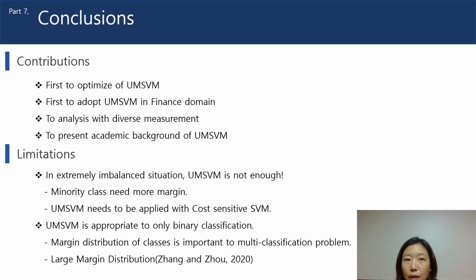Second, UMSVM is appropriate only for binary classification. For multi-class classification, I'm considering the distribution of the overall margin. A recent study by Jong and Jong reported a new margin theory by increasing the average margin and lowering the variance simultaneously. By combining this technique with OPT-UMSVM, I'll do future research.